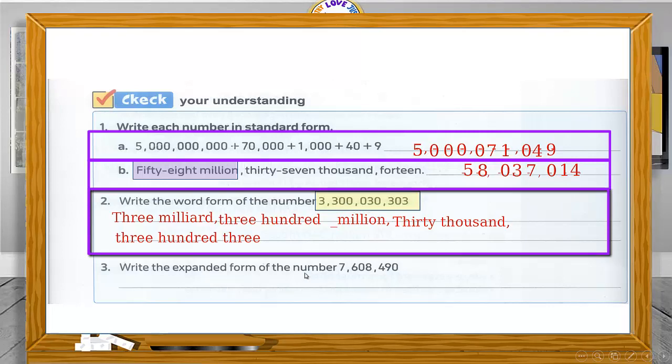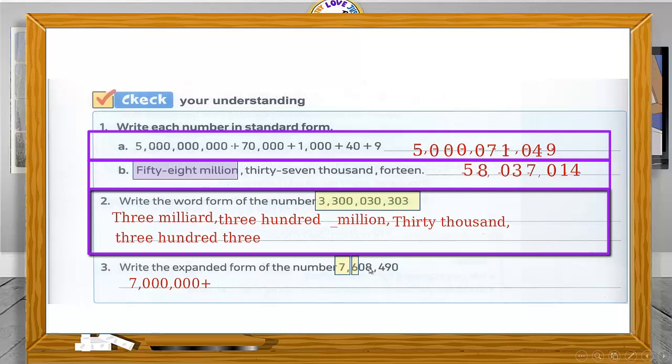Write the expanded form of the number 7,608,490. To write any number in expanded form, I said write the digit and all digits after this digit are zeros. 7 and 6 zeros. This is highest place. Write 7 and 6 zeros plus 6 and 5 zeros plus what? In expanded form zeros are not needed. Nothing. We don't write anything. Go to next place or next digit.